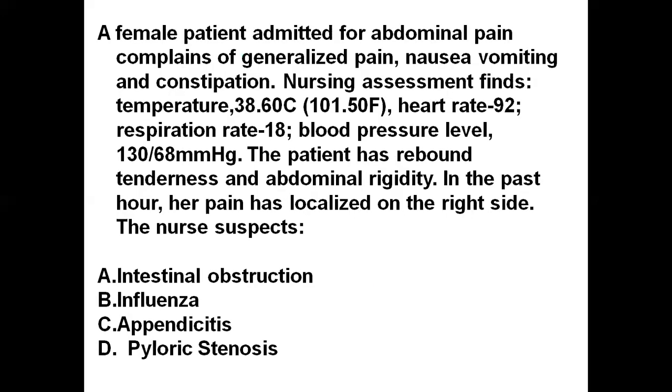A female patient is admitted for abdominal pain, complaining of generalized pain, nausea, vomiting, and constipation. Nursing assessment finds temperature 38.6 degrees Celsius, heart rate 92, respiration 18, blood pressure 130/68. The patient has rebound tenderness and abdominal rigidity in the past hour. Her pain has localized to the right side. The nurse suspects which condition?